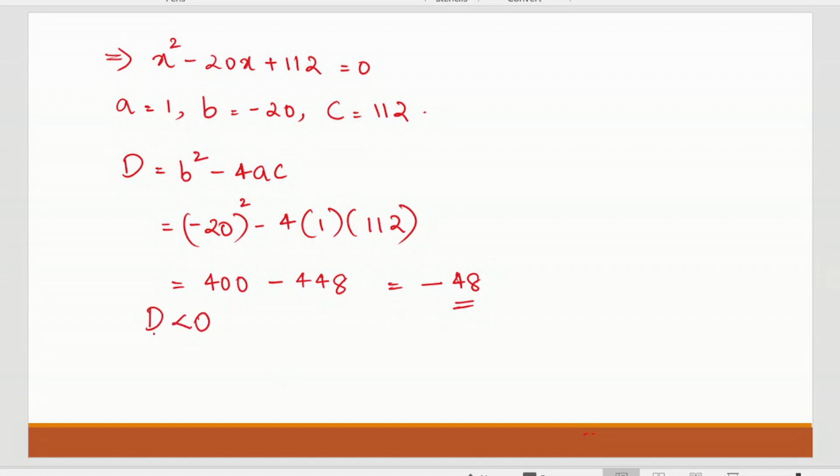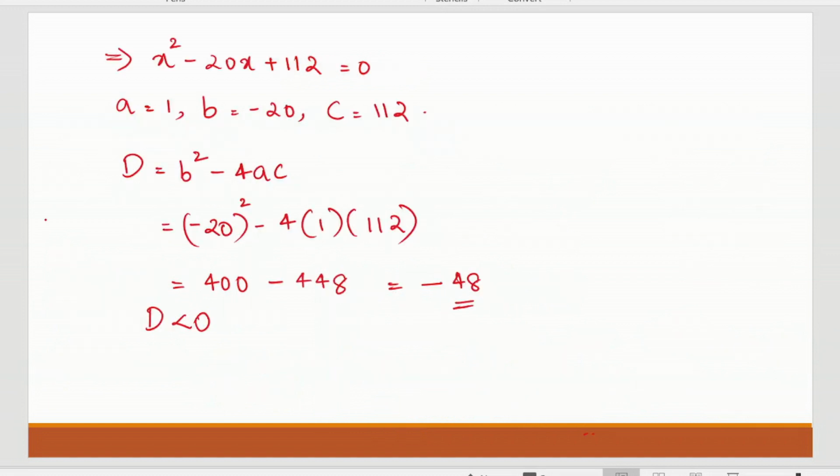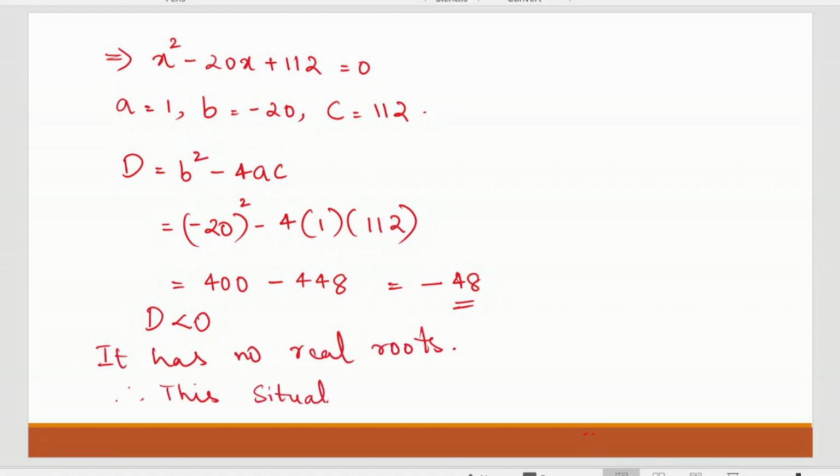So when will the discriminant be less than 0? If the quadratic equation has no real roots. Okay. So see the question. In the question he has asked, is the following situation possible? So we can say the following situation is not possible because the quadratic equation has no real roots. Since the quadratic equation has no real roots, the situation is not possible.